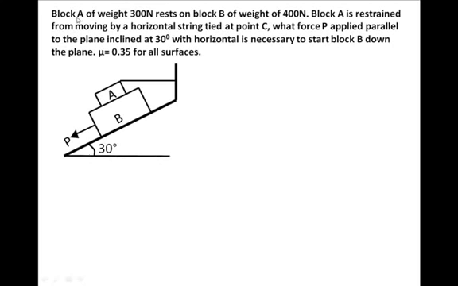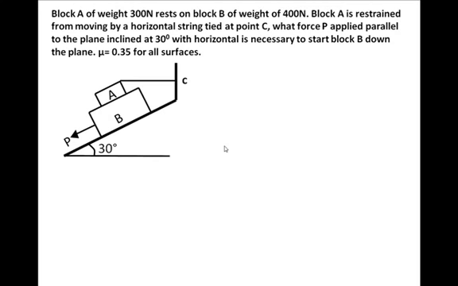First problem. It says block A of weight 300 newtons rests on block B of weight 400 newtons. Block A is restrained from moving by a horizontal string tied at point C. This is point C. What force P, applied parallel to the plane inclined at 30 degrees (see, this P is parallel to this plane, and this plane is inclined at 30 degrees to the horizontal), is necessary to start block B down the plane? And what they have given us is mu equal to 0.35 for all surfaces.